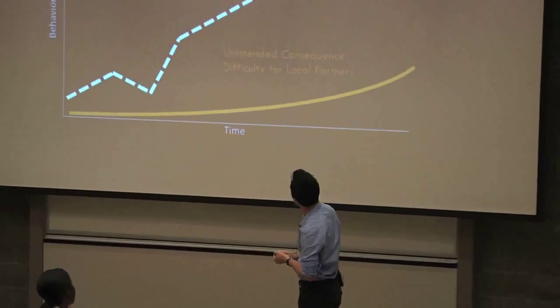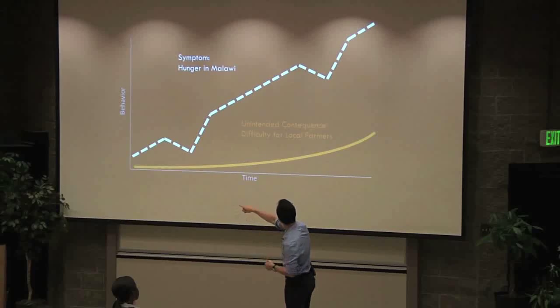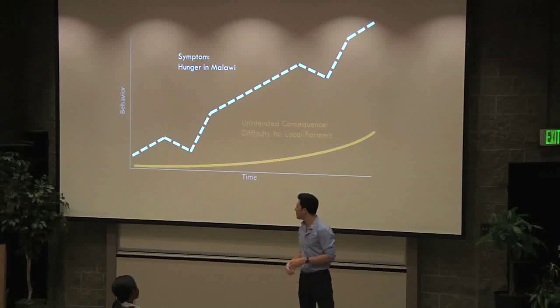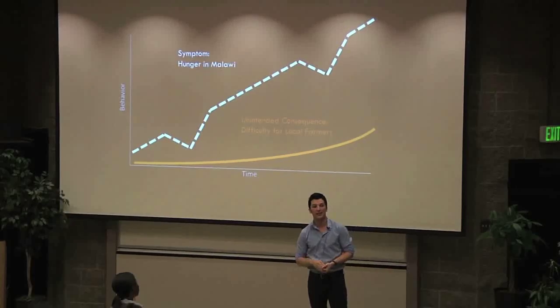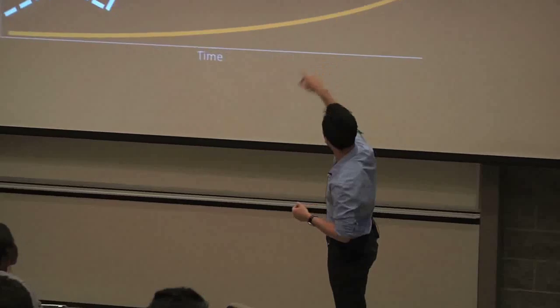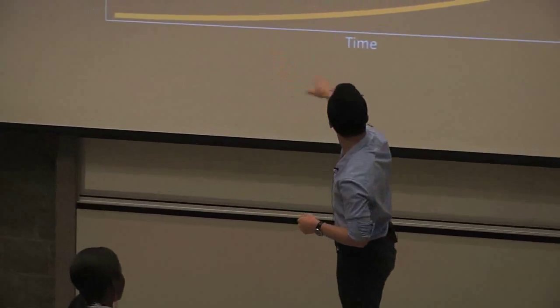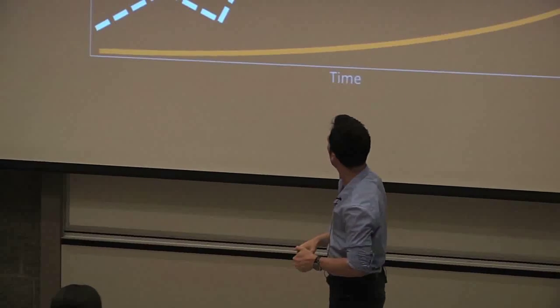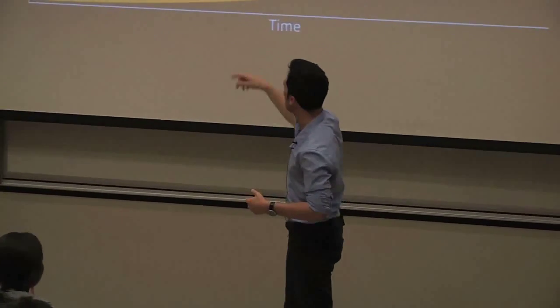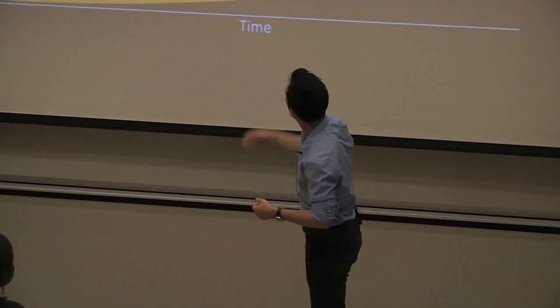So if we were to look at this system over time, it might look something like this. We still have behavior over on the y-axis and time still over here. And we have that unintended consequence. The difficulty for local farmers is increasing. It's increasing at an exponential rate, which is really scary to think about. At the same time, you have hunger in Malawi. And it's this weird line. The reason it's doing this is because it's going up as this exponential pressure is increasing. And then the food trucks show up, and so it'll drop down for a little while, and the food trucks leave. And the hunger spikes right back up, and it's increasing this whole time.